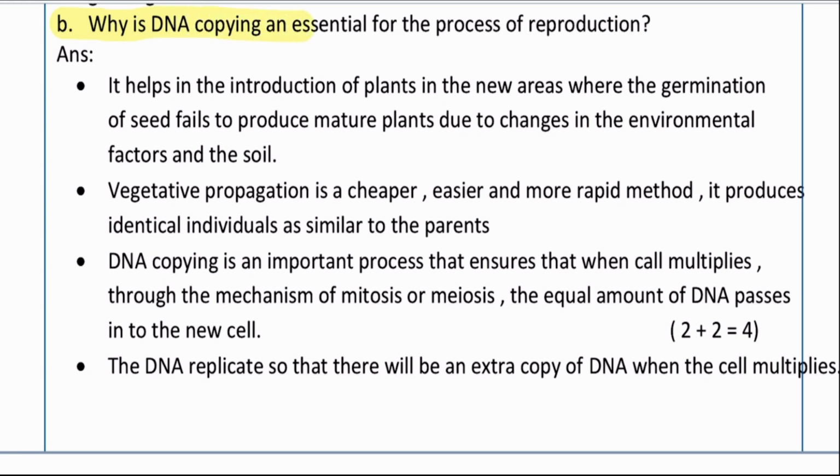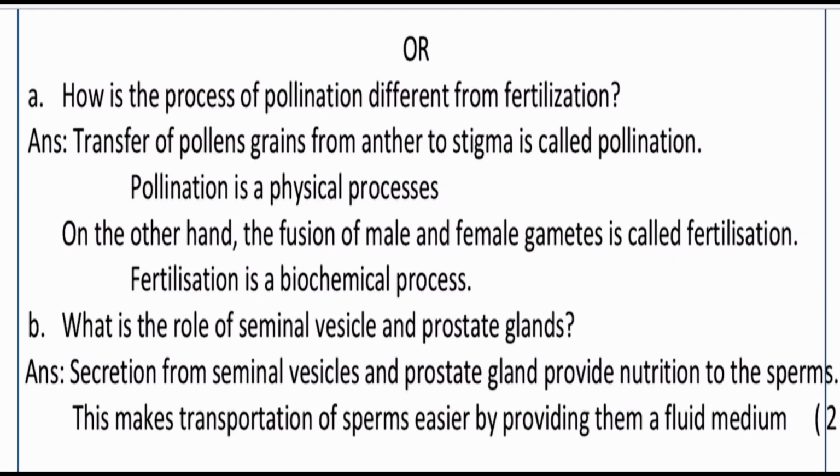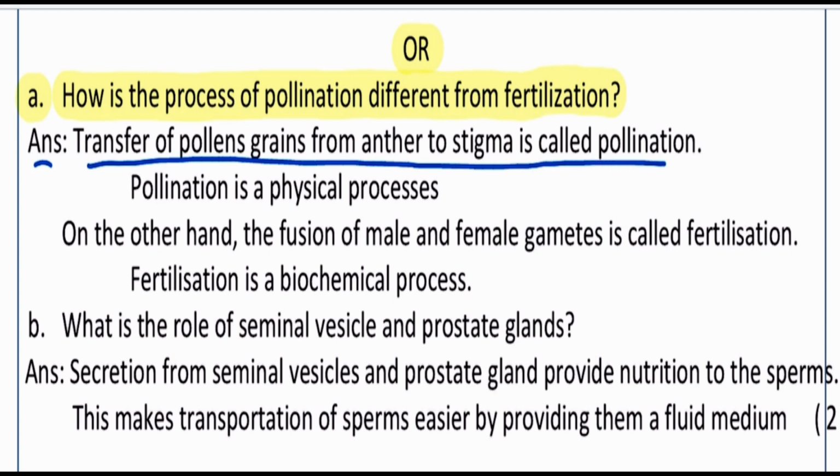Why is DNA copying essential for the process of reproduction? Here are 4 points provided. You can write any 3. Or A. How is the process of pollination different from fertilization? Answer. Transfer of pollen grains from anther to stigma is called pollination.